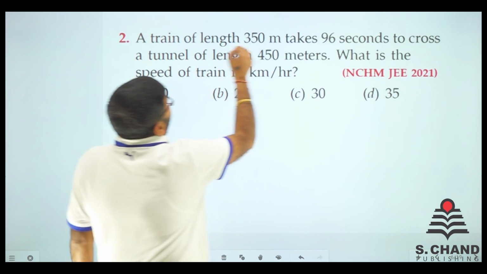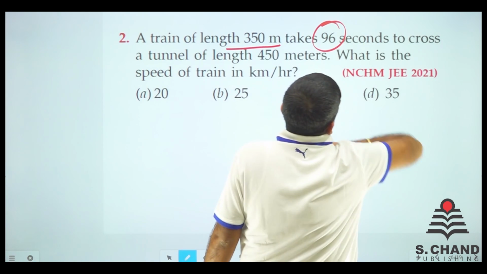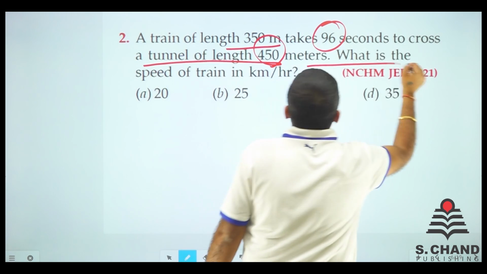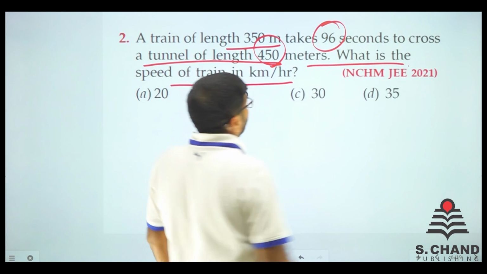Question number second. The train of length 350 meter, right? So first thing is length is given. Takes 96 seconds to cross a tunnel of length 450 meters. What is the speed of the train?